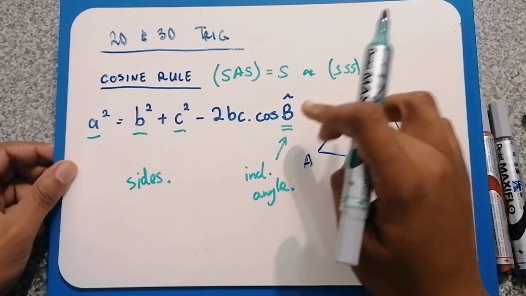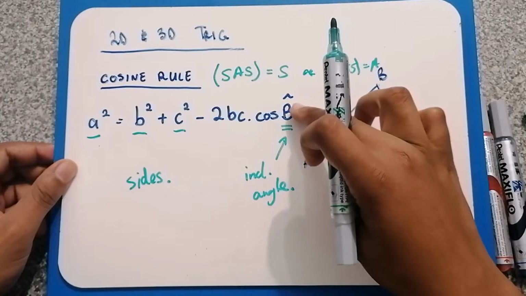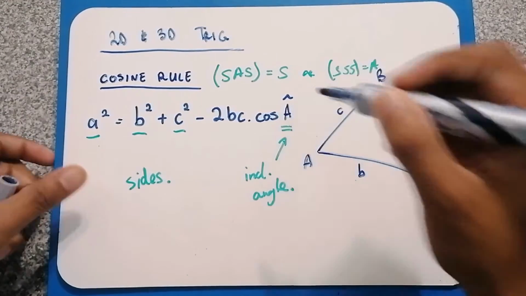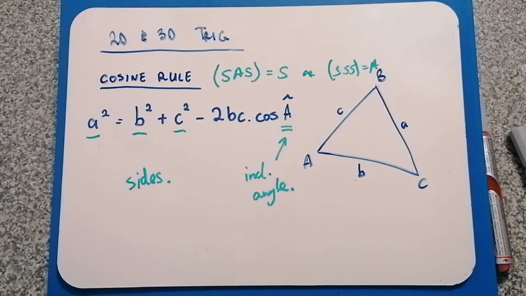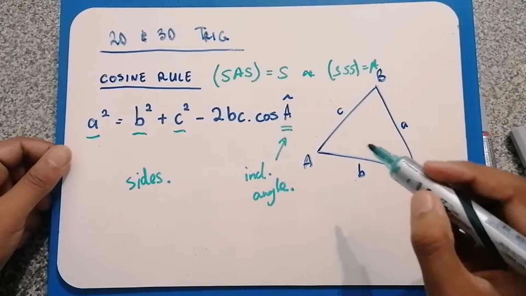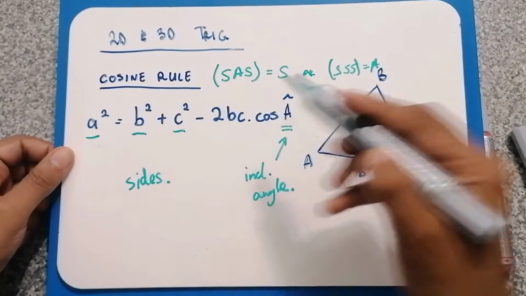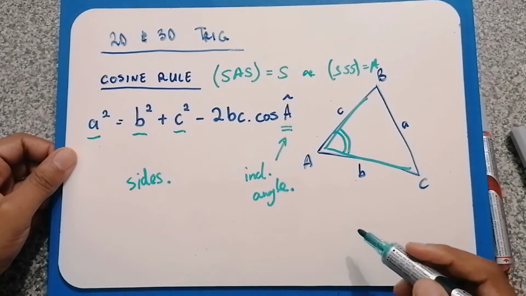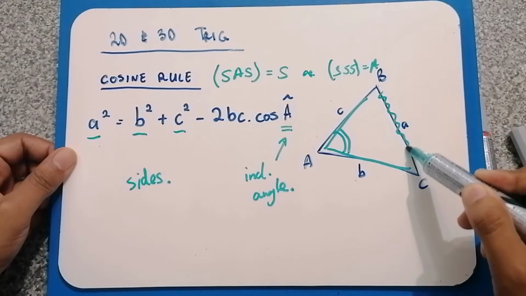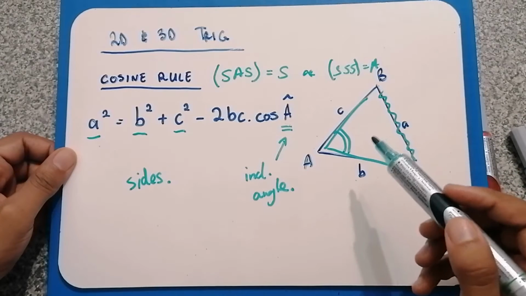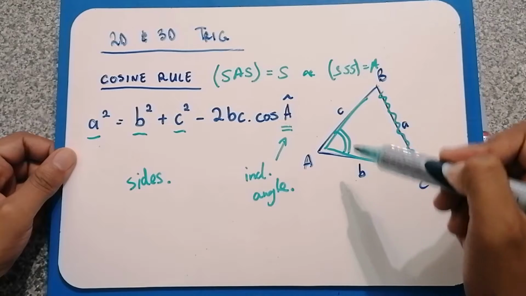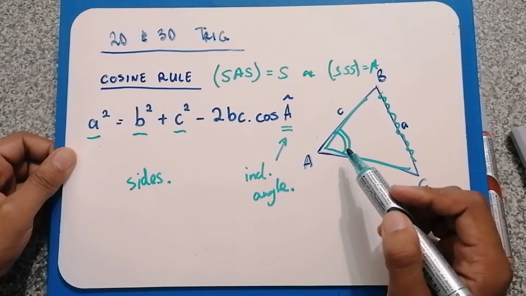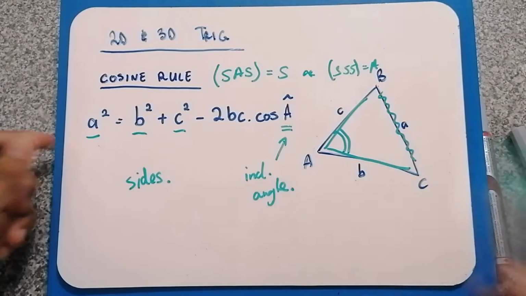Okay, this is actually a mistake in my formula, so let's just correct that. That's supposed to be letter A, because the formula deals with two sides, in this case B and C. These are your two sides, and then A will be the included angle. And this is to work out the third side of the triangle. Also, you could have been given the three sides of the triangle, and then you'd have to work out the included angle. Okay, so let's have a look at an example.